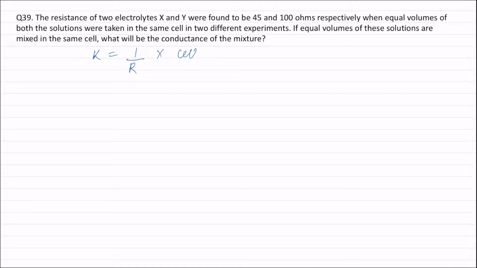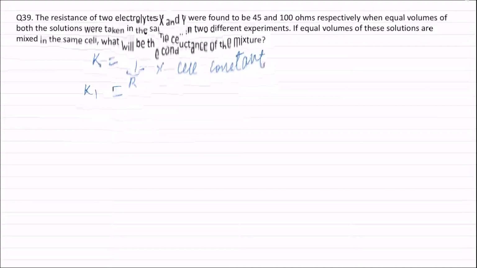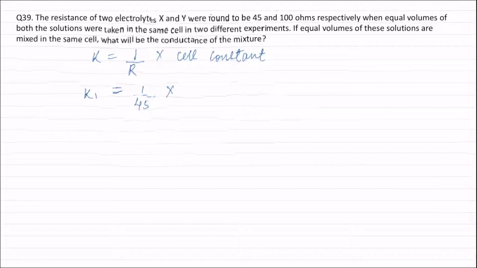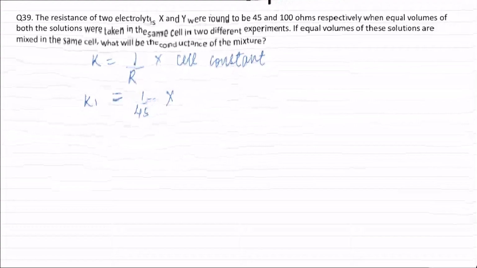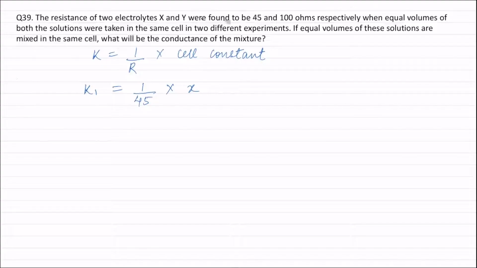constant. Now let the specific conductance of the electrolyte X be K1, and this is equal to 1 by 45 into cell constant. Let the cell constant be X. Similarly, the specific conductance of the electrolyte Y, let it be K2, and this will be equal to 1 by 100 into cell constant, which is X. Since the cell is same, therefore cell constant is also same.